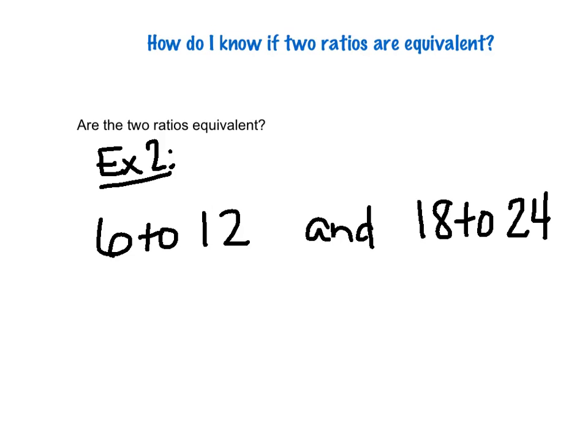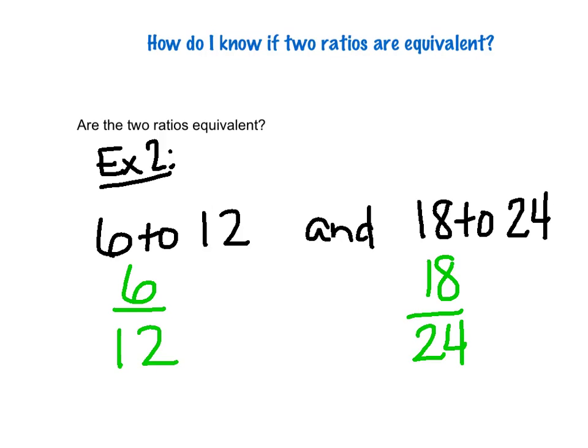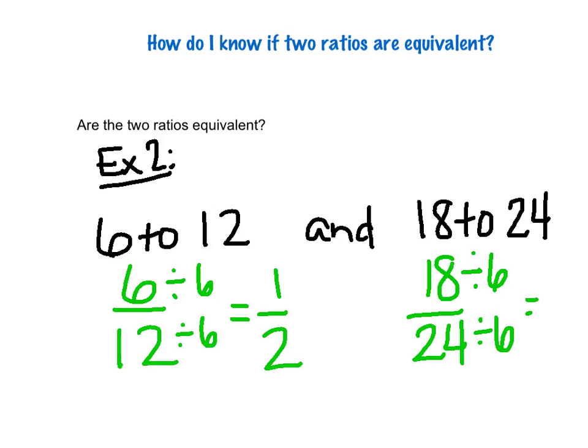So here are some new numbers. Are these two ratios equivalent? Well, it doesn't matter which method I use. In this case, I think I'm just going to take 6 and put it all over 12, and I'll take 18 and put that all over 24. And let's say I just wanted to simplify it. All right, 18 can be divided by 6, and so can 24, leaving me with 3/4. So are these two ratios equivalent? No.